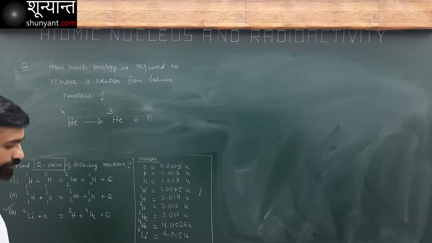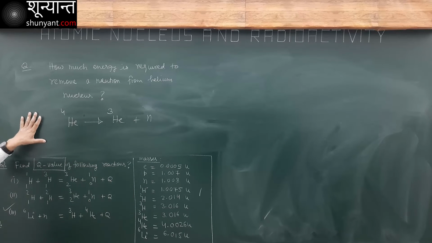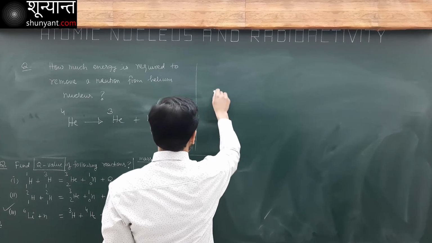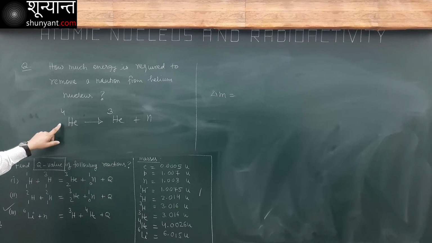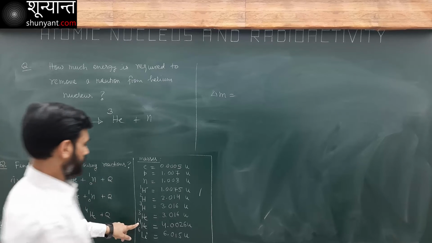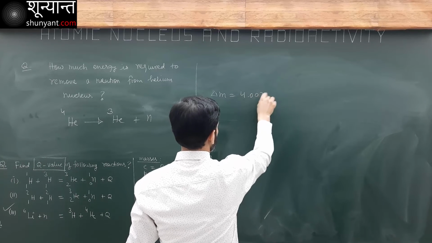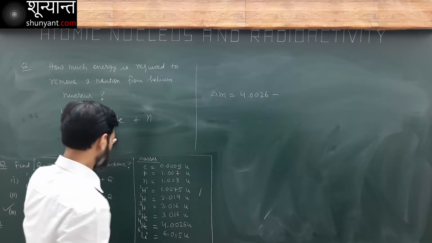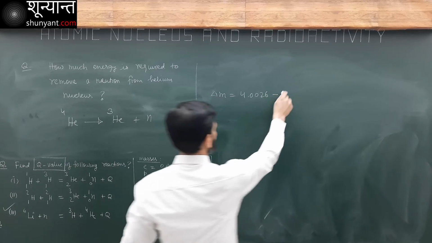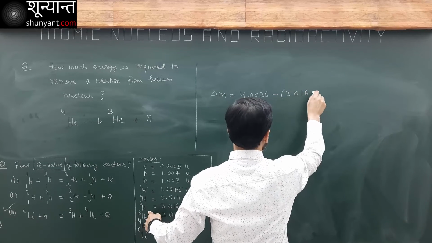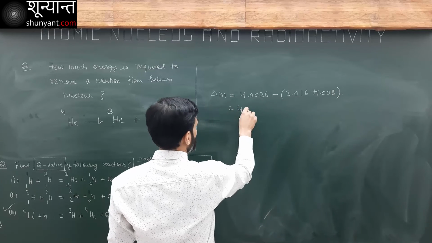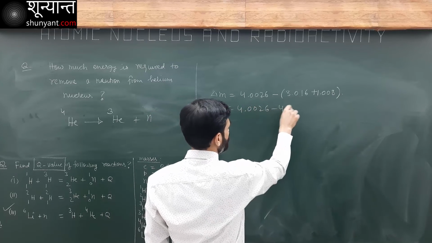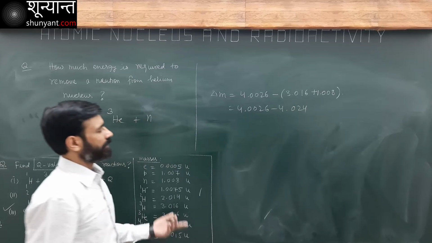I hope that you should be able to do all of this. So you simply write delta m will be equal to helium 4, it is this here, 4.0026 minus, these are the products, so helium 3.016 plus 1.008. So 4.0026 minus 4.024. That's it.